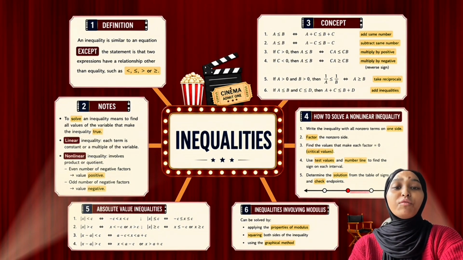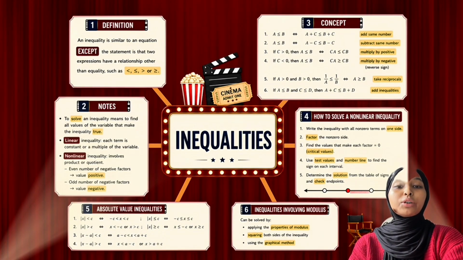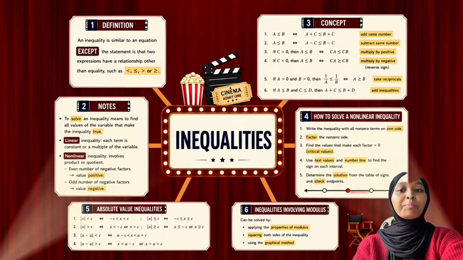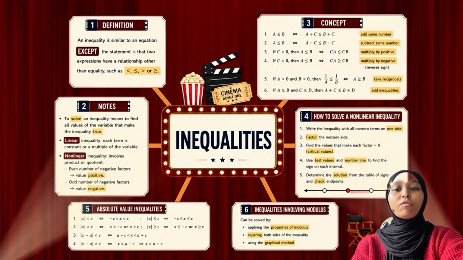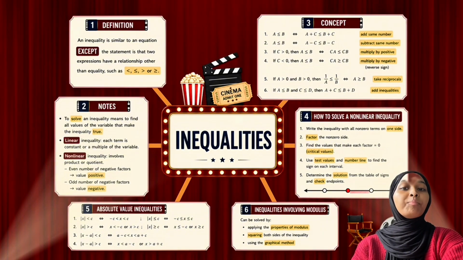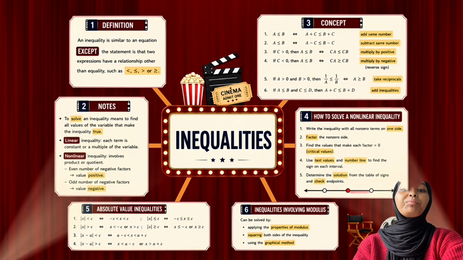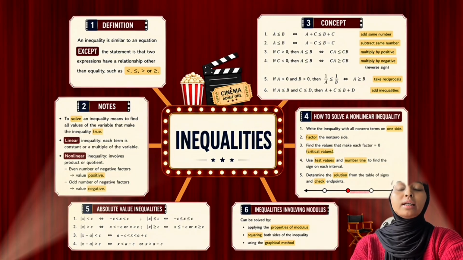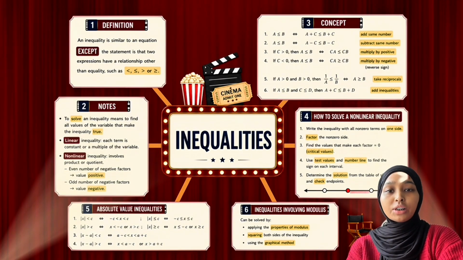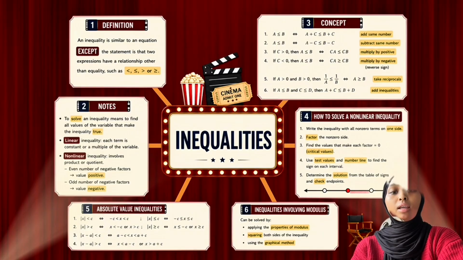Next, absolute value inequality. Absolute value represents the distance of a number from 0, so it is always non-negative. For example, modulus x less than 3 means that the distance between x and 0 is less than 3. Therefore, the solution is x greater than negative 3 and less than 3. Meanwhile, modulus x greater than 3 means that x is more than 3 units away from 0. So x is less than negative 3 or x is greater than 3.